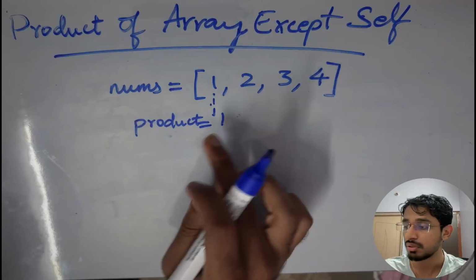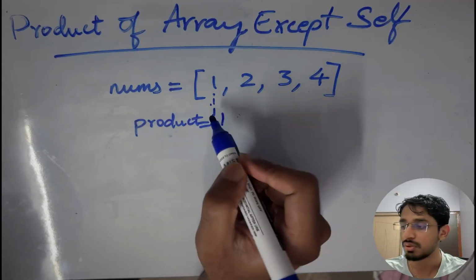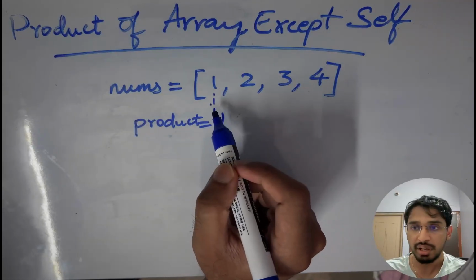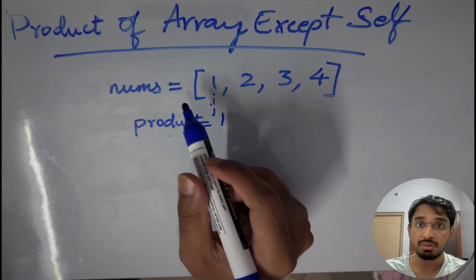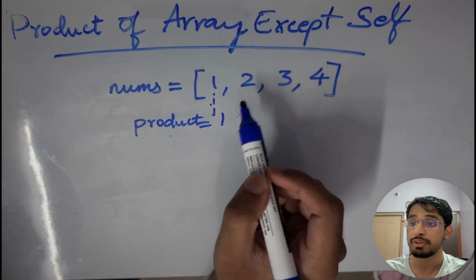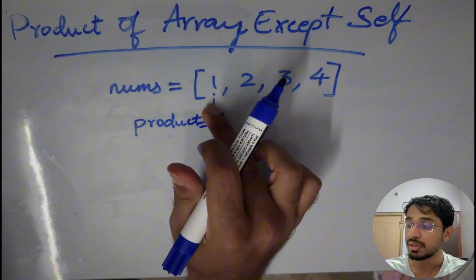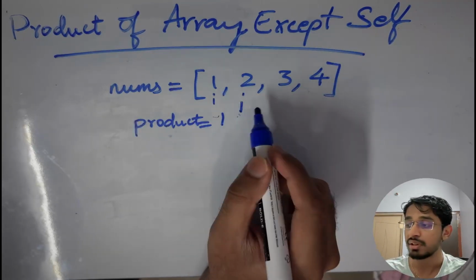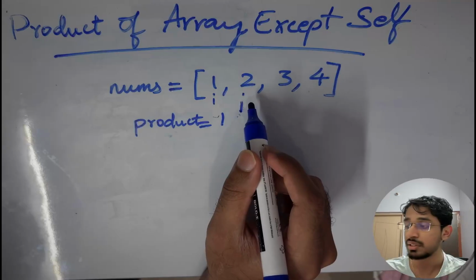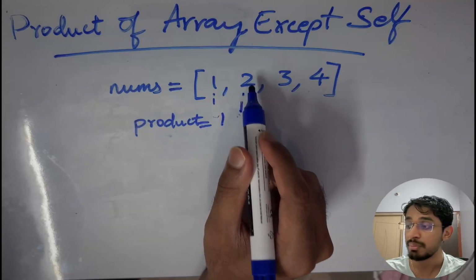Okay, so I should have brought this product a little more down. So now I and j, both the values are equal. What the problem states, the product of array except self, is that we do not want to include the self value. So we just skip this iteration and move j to the next value. Now we find that j is not equal to i, so we multiply with the product.